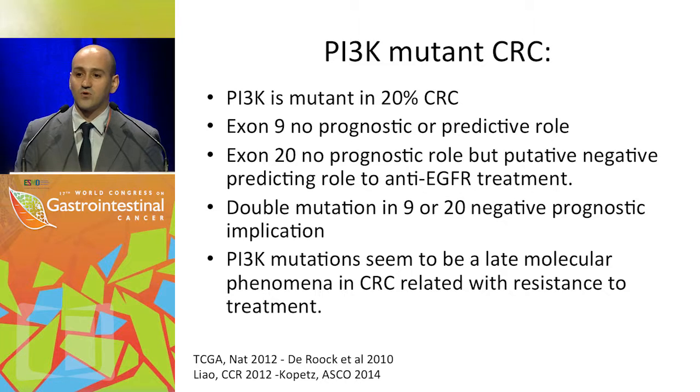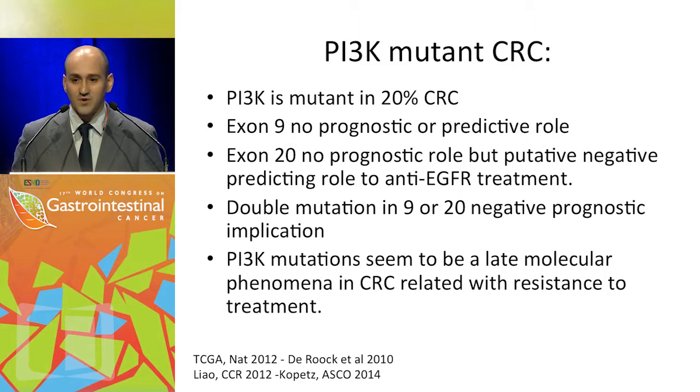Regarding PI3K mutations, the role of PI3K mutations had not been elucidated yet in colorectal cancer. We know that PI3K could be mutated in around 20% of colorectal tumors. The vast majority of mutations in PI3K are found in exon 9 and exon 20. The most frequent is exon 9, but we don't know of any prognostic or predictive role of these mutations in colorectal cancer. On the other hand, mutations in exon 20 are less frequent and have no prognostic implication, but it has been theorized that they could somehow confer a certain pattern of resistance to anti-EGFR agents. However, this has not been demonstrated in the big analyses of the big trials exploring this agent.